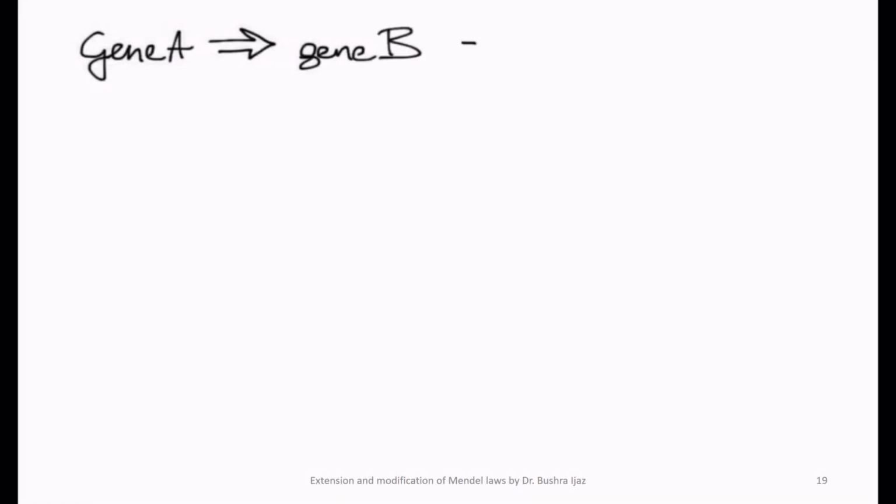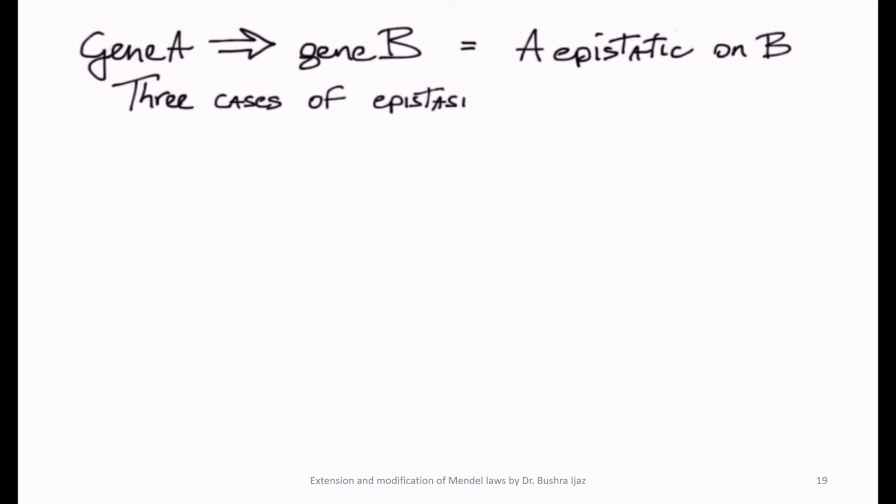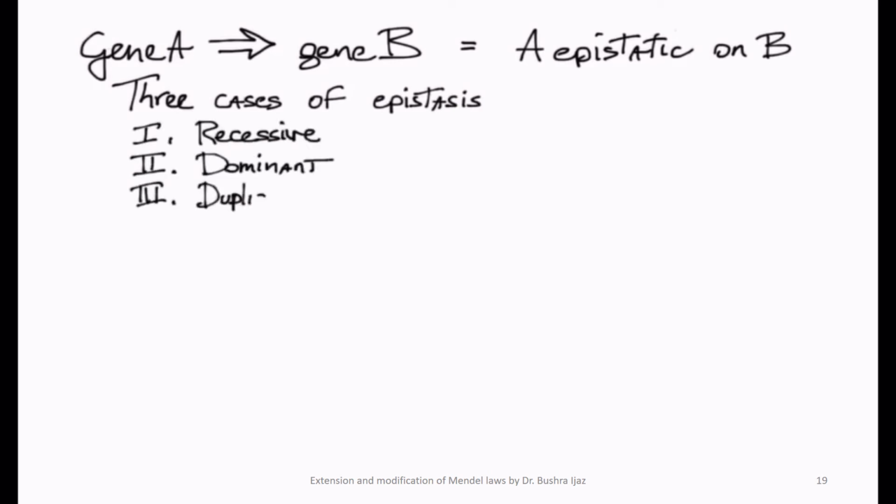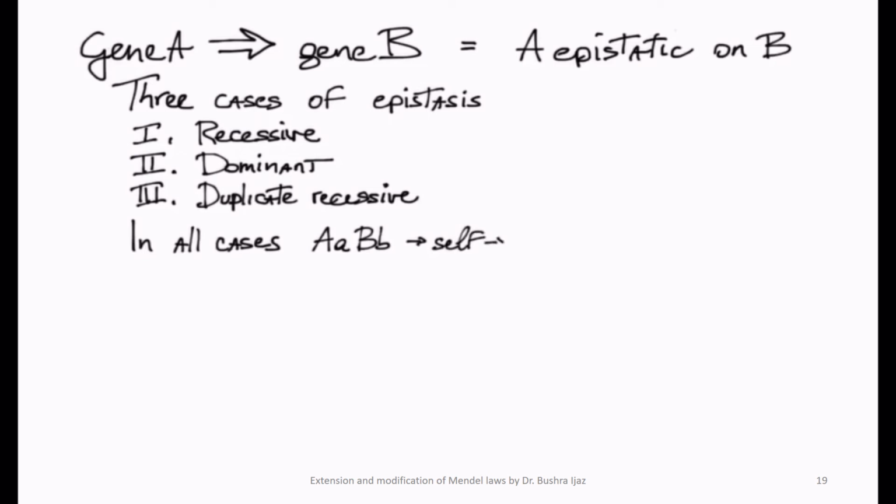I will use 3 examples where gene A is epistatic on gene B to illustrate 3 cases: recessive, dominant, and double recessive epistasis. The real gene names may be different in reality, but I will stick to A and B for comparison. In all cases, I will deal with the phenotypes in F2 individuals formed by selfing a double heterozygote with big A little a, big B little b genotype. The following assumptions apply.